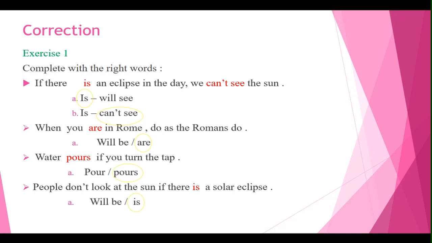When you are in Rome, do as the Romans do. Okay, so here it is a kind of proverb. It means when you visit any new country, you have to do like them in terms of their culture and their traditions. Sentence number 3. Water pours if you turn the tap. Okay, we have the verb in simple present. People don't look at the sun if there is a solar eclipse.